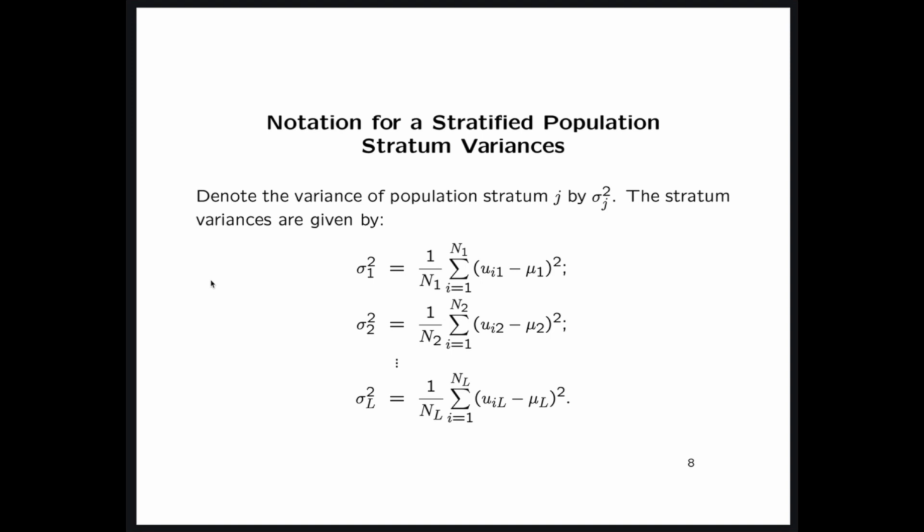Now, denote the variance of population stratum j by sigma squared sub j. Then the stratum variances are given by the expressions on this slide. These are just the population variance formulas, but applied to the various strata. So sigma 1 squared is the variance of stratum 1, sigma 2 squared is the variance within stratum 2, and so forth up to sigma squared sub L, which is the variance within stratum L.